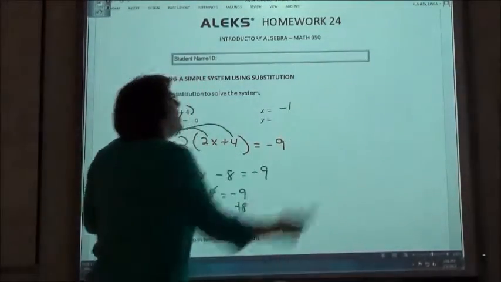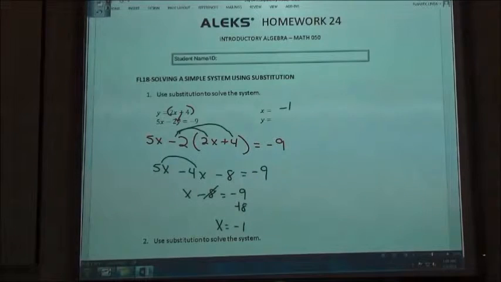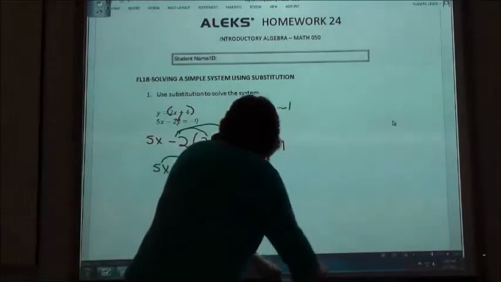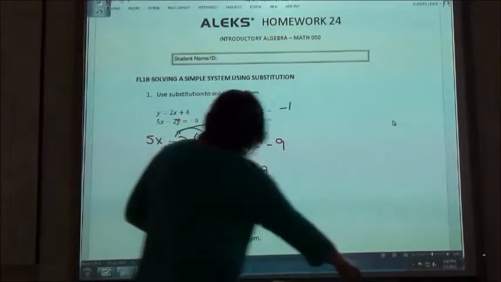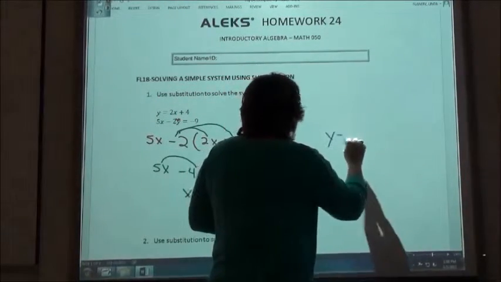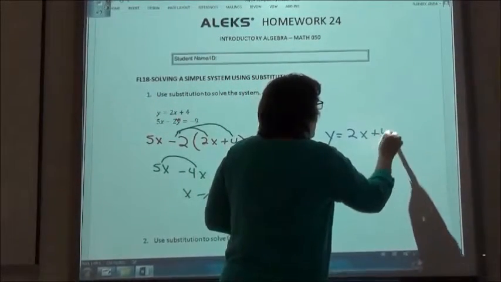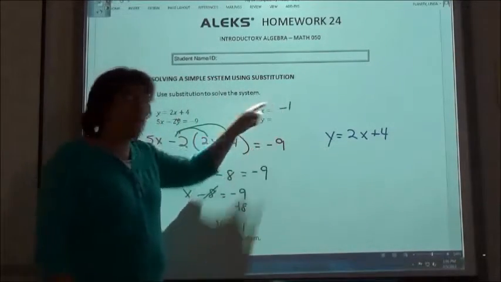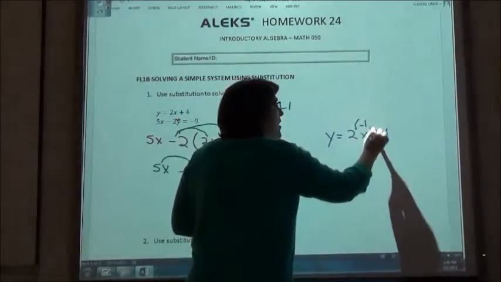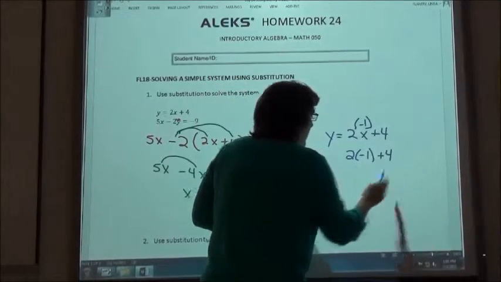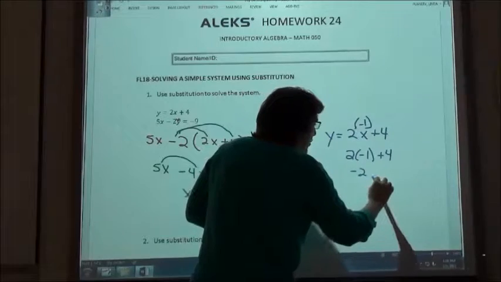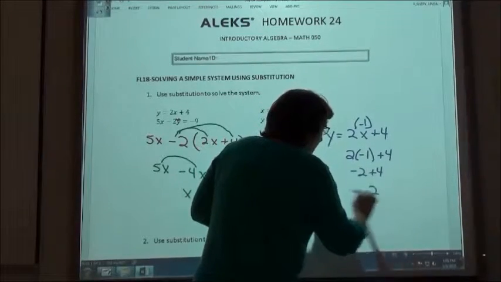So there's going to be a box that says x equals and y equals. We know that x equals negative 1. We still need to find what the y value is. So what we're going to do is go back to this first equation that said y is equal to 2x plus 4. But now we know what x is, so we can put the negative 1 in for the x. So 2 times negative 1 plus 4. 2 times negative 1 is negative 2. A negative 2 plus a 4 is a positive 2.